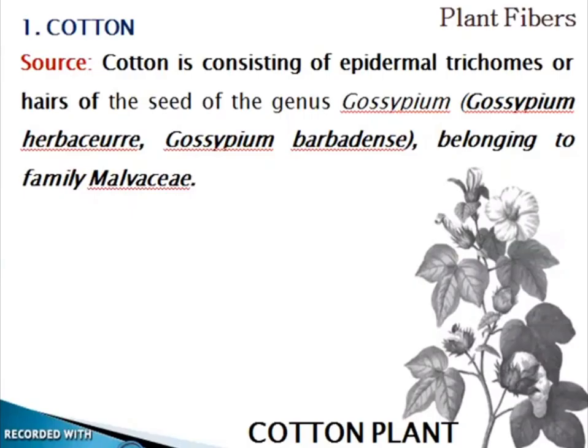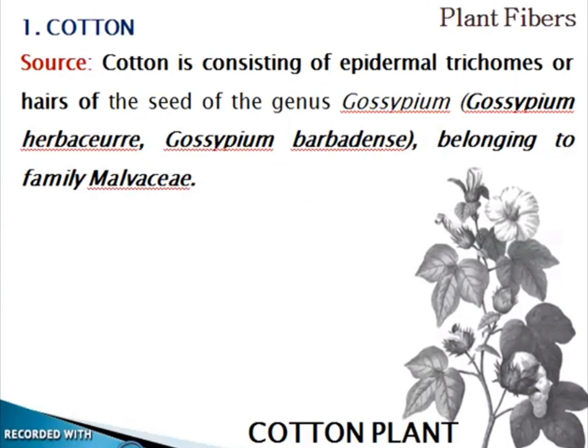Next is cotton. Now we'll discuss the first plant fiber, that is cotton. The common names, nothing but the synonyms for cotton, are purified cotton, absorbent cotton and raw cotton. Next is biological source. What is meant by biological source? The source from which it has been obtained is known as the biological source.